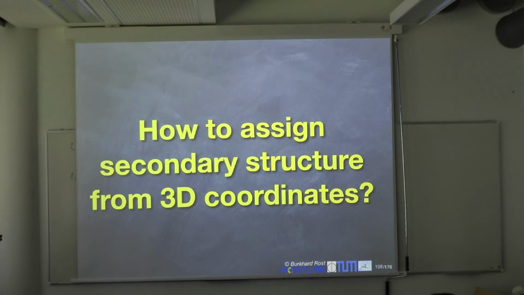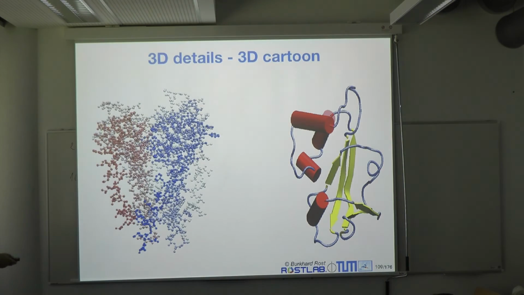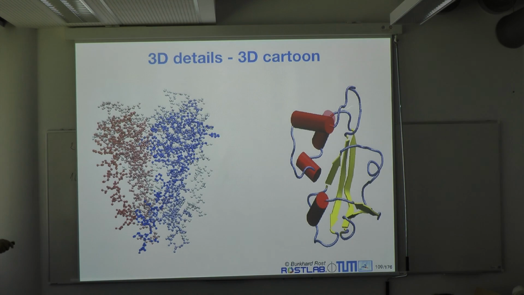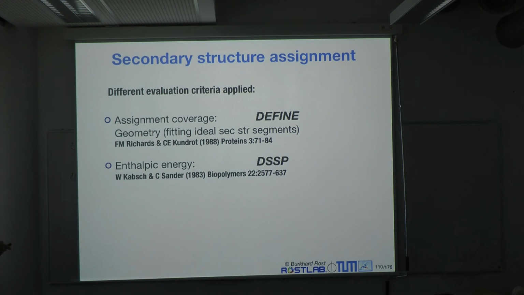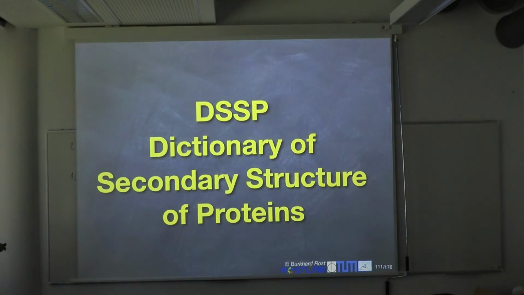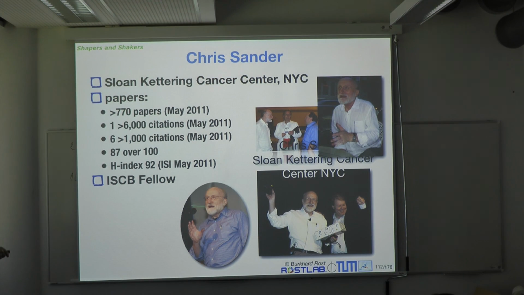Anyway, how do we assign secondary structure from 3D coordinates? One solution uses essentially the same idea: you use hydrogen bond formation. One, in fact, looks at geometry. You have long cylinders, you have these sheets forming, and that's geometry. The idea of DSSP really is to use the hydrogen bonds from Linus Pauling. DSSP stands for Dictionary of Secondary Structure of Proteins, and the two major people here are Sander, a giant in the field.